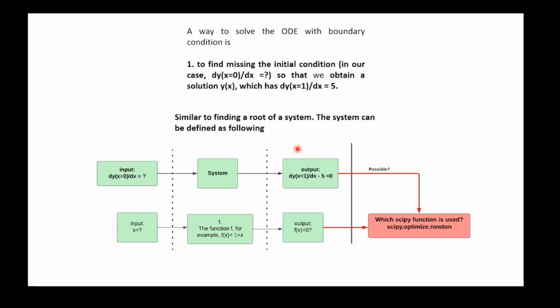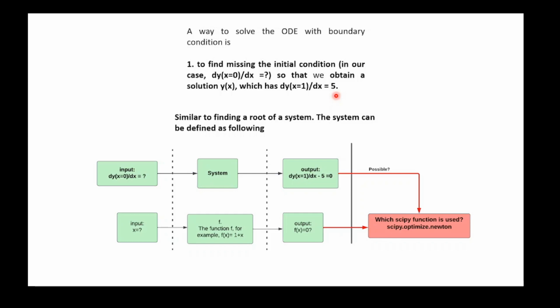And one more time, because we are going to use this function as an input to optimize Newton in order to take advantage of its iteration to find the appropriate equivalent initial condition to our boundary condition, we need to conform to the requirement of the function that we input to optimize Newton. That requirement is that our system must give an output equal to 0. However, the output of our system that we want is equal to 5.